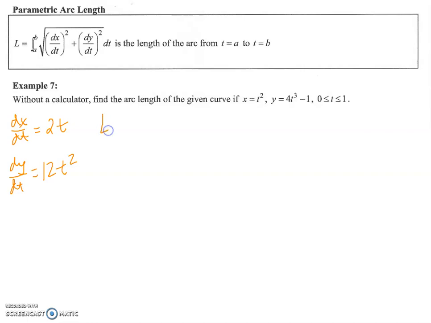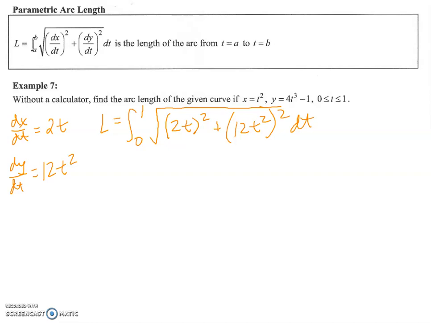Alright, so I'm just going to plug that into my formula. So I have L is equal to the integral from t equaling 0 to t equaling 1. And we've got the square root of dx/dt squared, so dx/dt is just 2t, plus dy/dt squared, which is 12t squared, squared. Don't forget the dt at the end. The dt should not be underneath the radical.